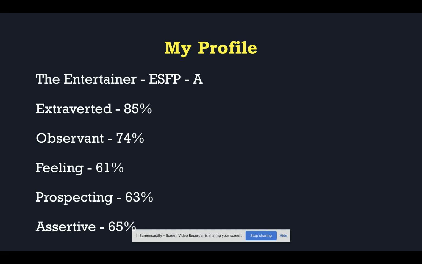Then the next category is feeling. So remember, you could be either a thinker or a feeler, and then the percentage rates how strong that personality trait is. I do tend to make decisions based on how I feel about things versus the analytical part of thinking about things. So I'm like, oh, I don't feel like wearing this today, so I'm going to change my clothes. That tends to be my kind of personality.